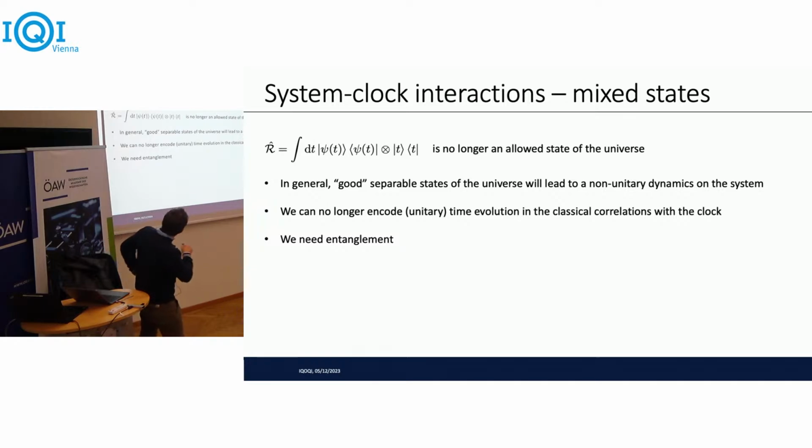So the message is that we can no longer encode unitary time evolution in the classical correlations with the clock if we want to preserve unitarity. And so if you want to preserve unitarity, we really need entanglement. So there's this story of entanglement that was necessary for pure states. We've seen that it's not necessary for mixed states in general. But now, inserting some kinds of system-clock interactions, it becomes, again, a central thing if you want to preserve the unitary dynamics on the system side.